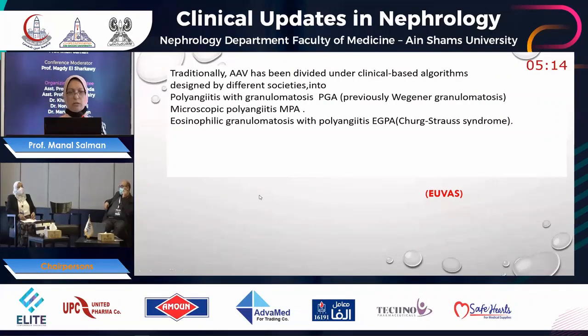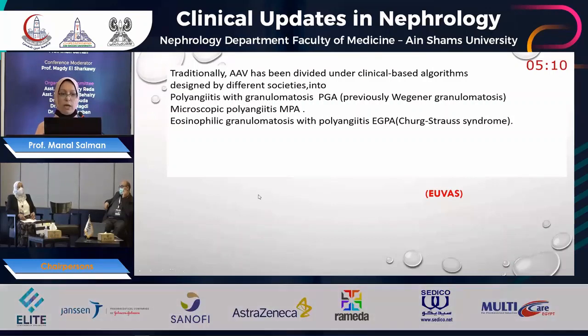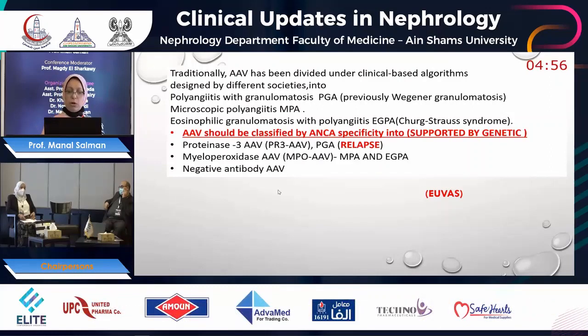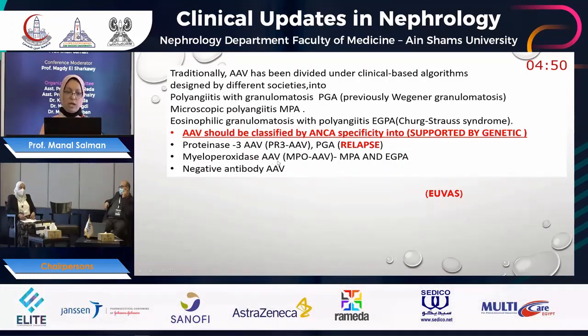ANCA-associated vasculitis was divided under clinical based algorithm الى polyangiitis with granulomatosis اللي هو البي جي اي اللي كانت فيجنرز جرانيولوماتوز قبل كده. في عندنا الميكروسكوبيك polyangiitis والايزينوفيليك جرانيولوماتوز والبوليانجيتس اللي هي تشيرج شتراوس سندروم. بيعملوا لها كلاسيفيكيشن دلوقتي بالانكا سبيسيفيسيتي انتو بروتينيز 3 ANCA associated vasculitis, MPO ANCA associated vasculitis and antibody negative. طب ايه اهميتها؟ ان البروتينيز 3 is characterized by relapse.